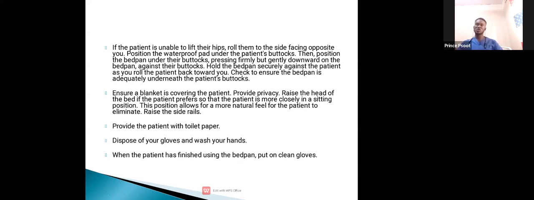Now ensure a blanket is covering the patient to provide privacy. Then you raise the head of the bed if the patient prefers, so that the patient is more closely in a sitting position than a lying position. This position allows for a more natural feel for the patient to eliminate. Then you can raise the side rails of the bed.